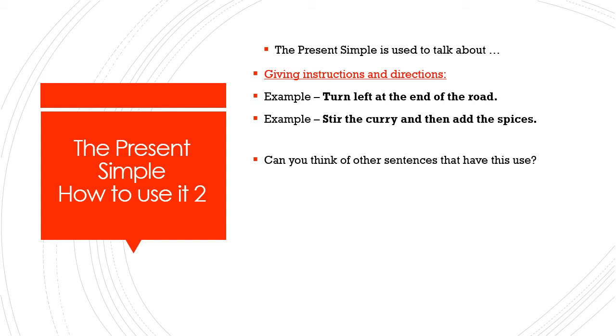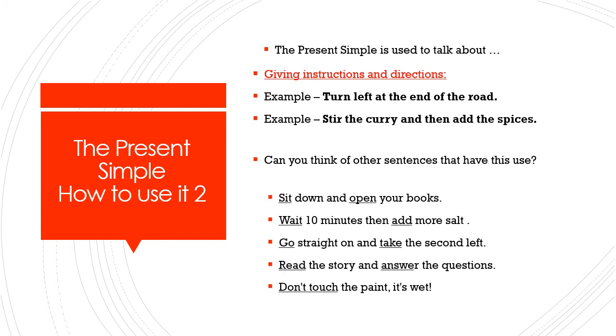There's giving directions. So, turn left at the end of the road. The verb there is turn. And the other one: stir the curry and then add the spices. So we've got two verbs there, stir and then add. Both of those verbs are in the present simple because it's giving instructions and directions. So do the same thing again. Try and think of some other sentences that you could use. Pause the presentation and then have a look at my answers after.